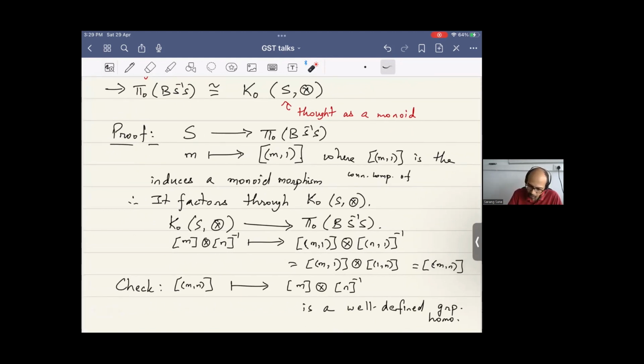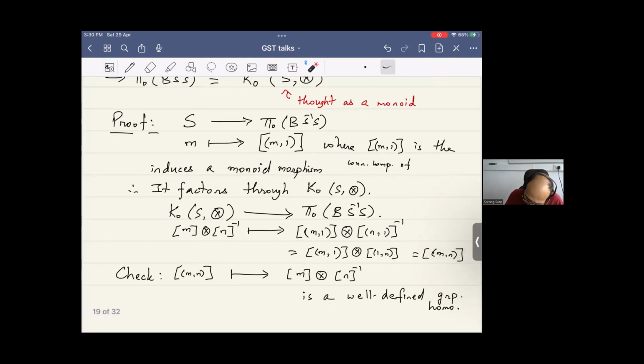This is very clear, because if you have M tensor N, then that goes to (M tensor N, 1). But the operation we know is (M, 1) tensored with (N, 1) is (M tensor N, 1), since 1 tensor 1 is 1. So this is a monoid morphism, and as a result, it factors through K naught.